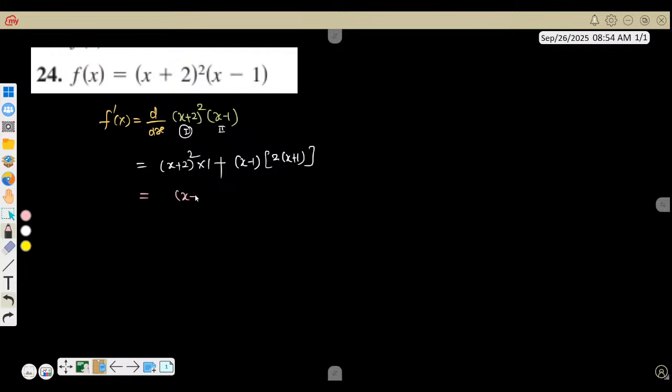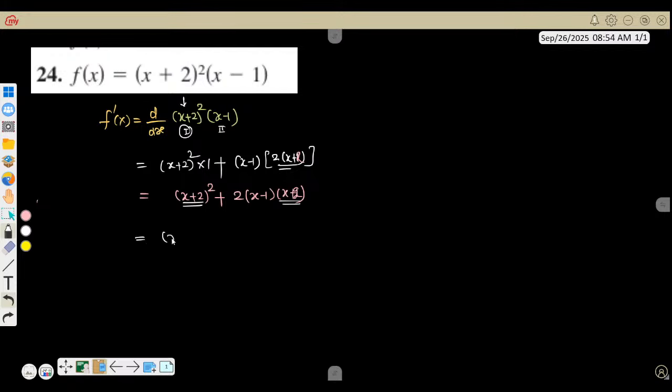Now you have (x plus 2) whole square plus 2 times x... plus 1? X plus 1 or x minus 1? Oh, no, wait. This is x plus 2, not 1, because this is the derivative of this first function. Got it? Okay.